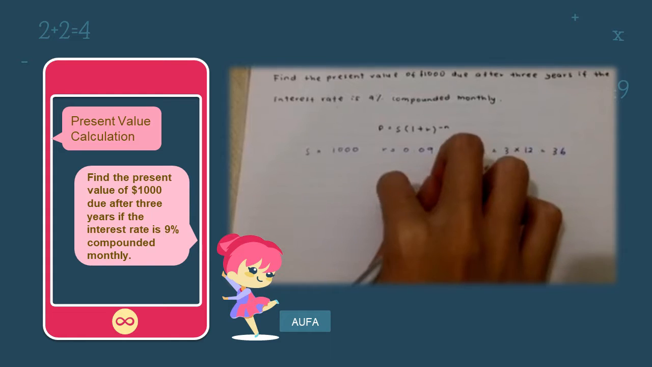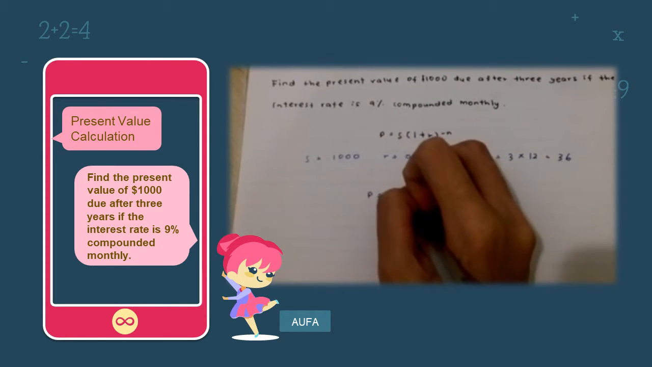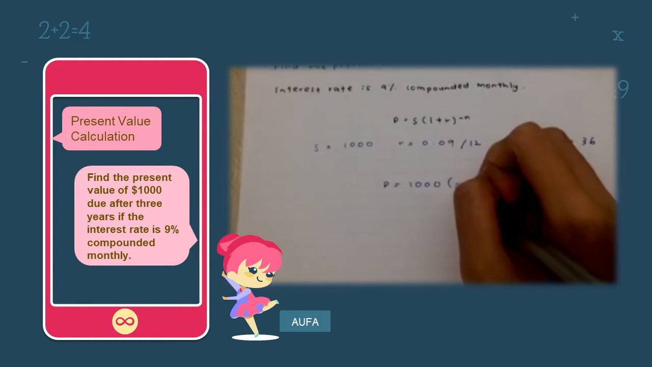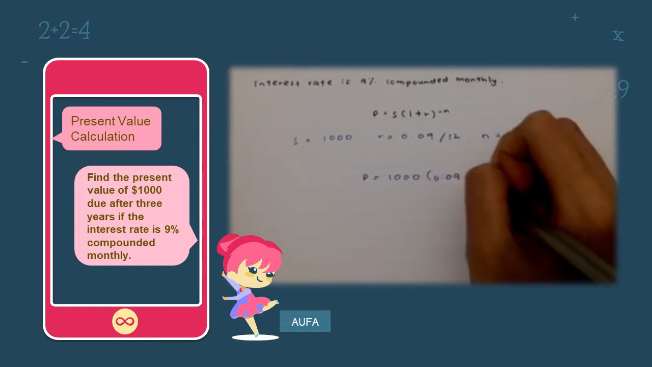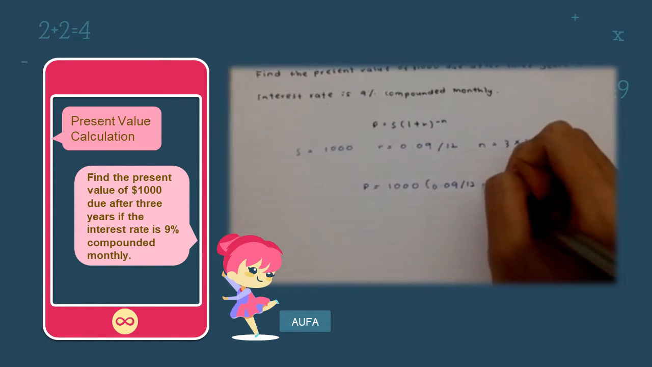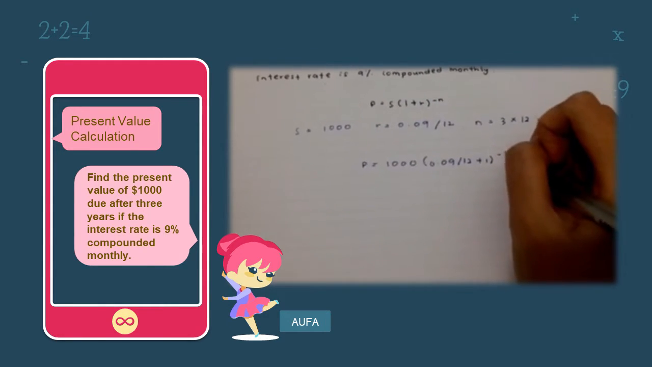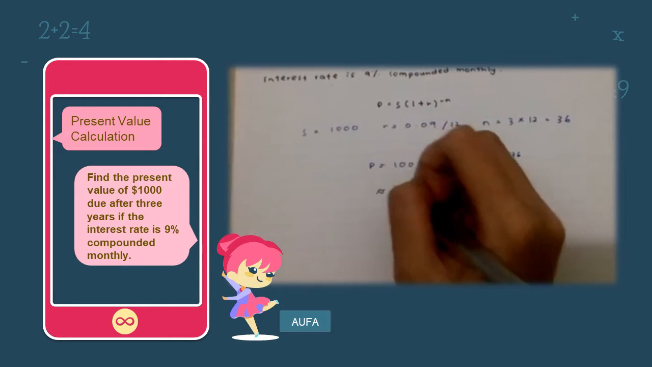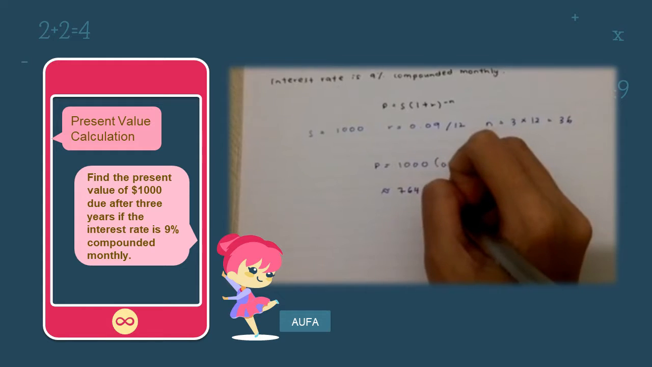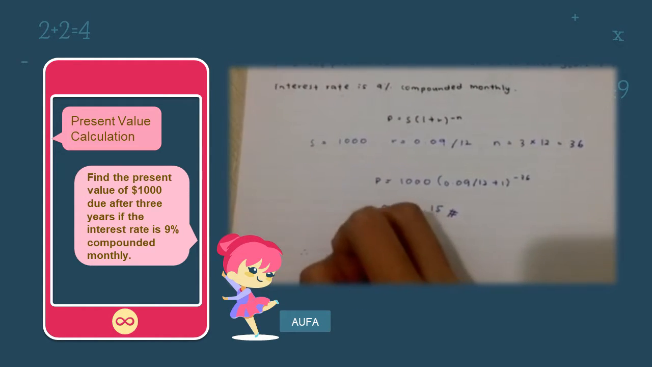So we put this into the formula, which is P equal to 1000 in brackets 0.09 over 12 plus 1, sorry I forgot, and to the power of negative 36, and we will get 764.15.